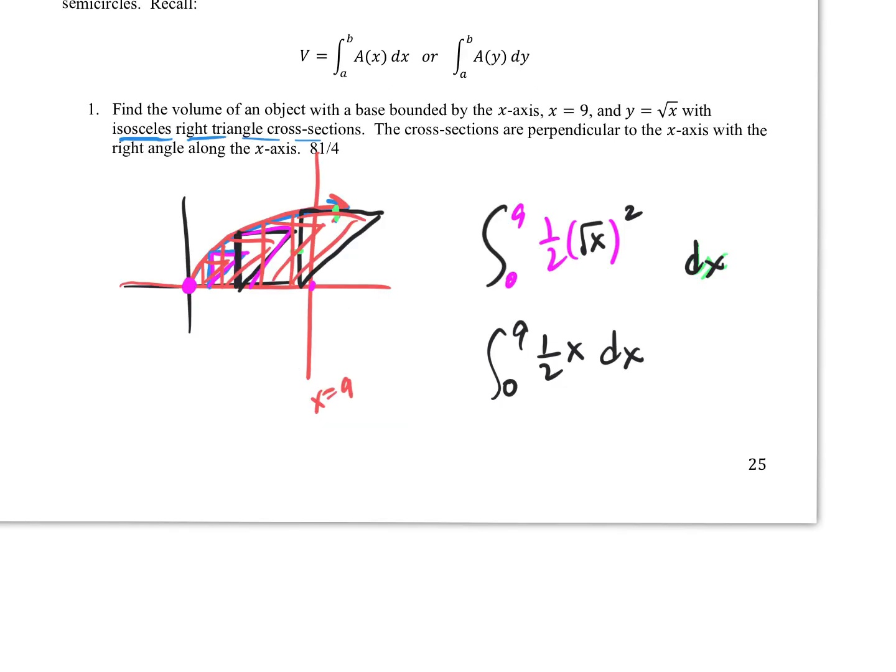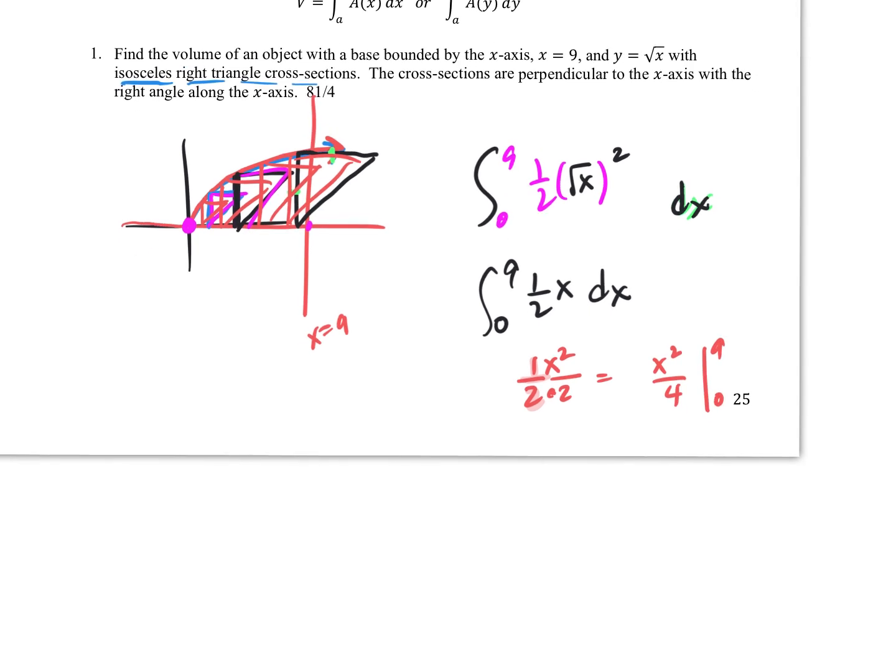Okay, so antiderivative 1/2 x. 1/2 x to the, x squared over 2. Or some people might just be like, dude, that was just x to the second over 4. I agree. X to the second over 4 from 0 to 9. Right here, the answer's staring us in the face. Let's go see if we get 81/4. What's 9 squared going to get me? 81/4 minus 0 over 4? 81/4 is the volume of that crazy solid.